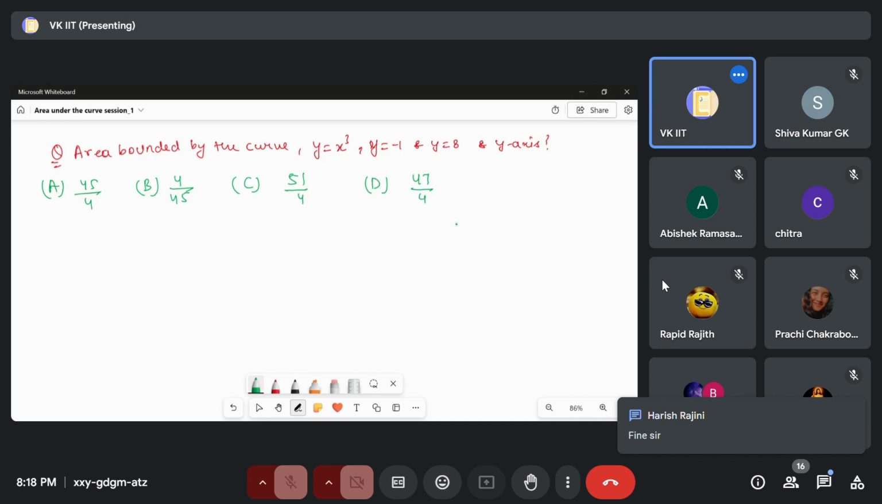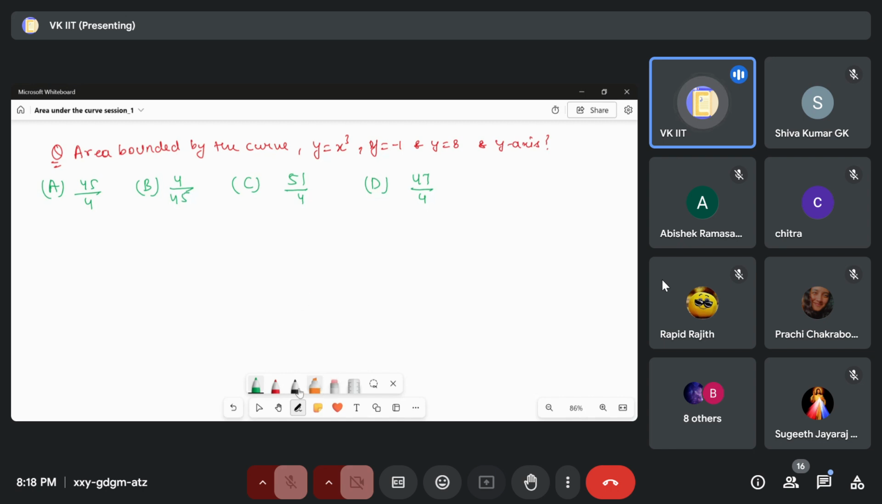45 by 4. Someone is getting 45 by 4. Let me see the answer. The answer is not correct. Check it out one more time. Somewhere a calculation mistake might be there.